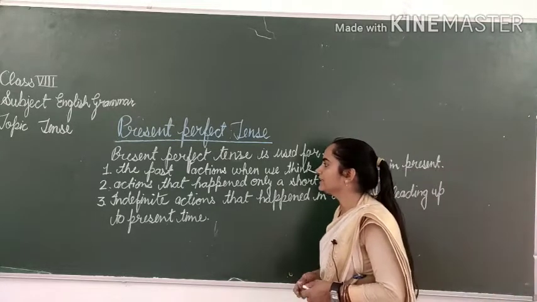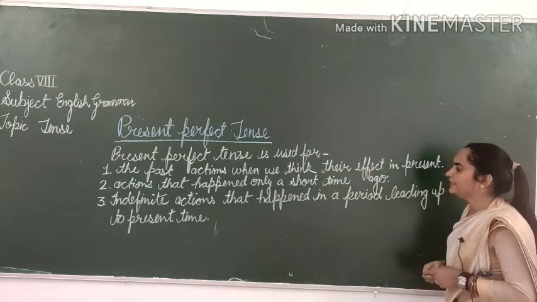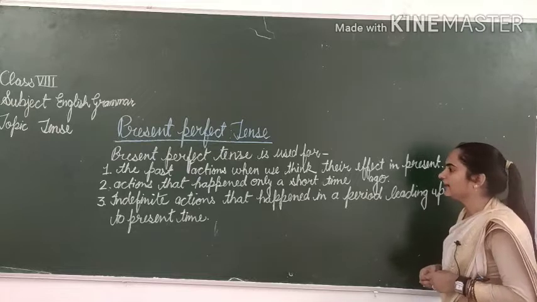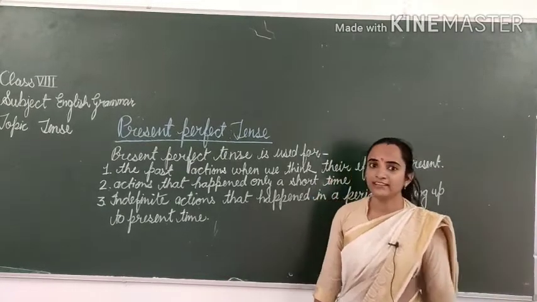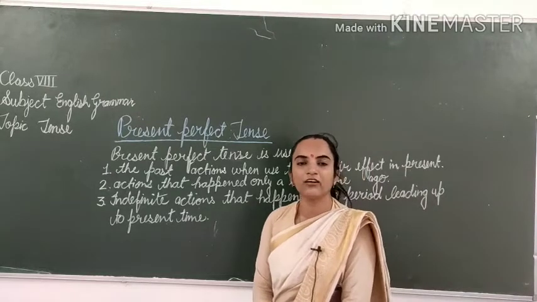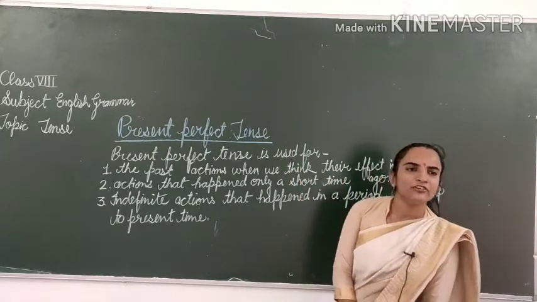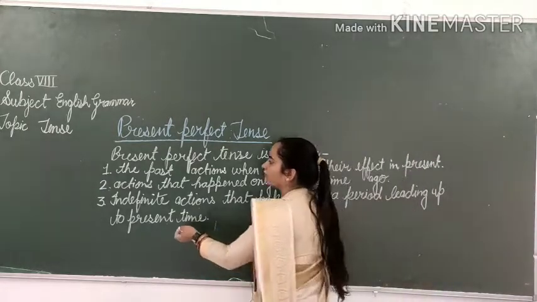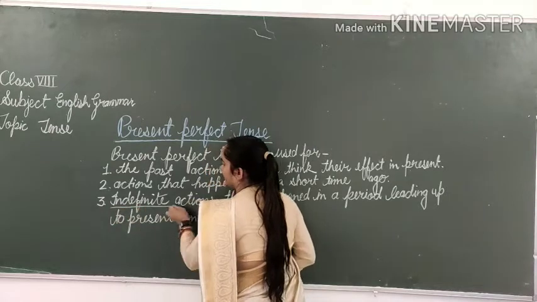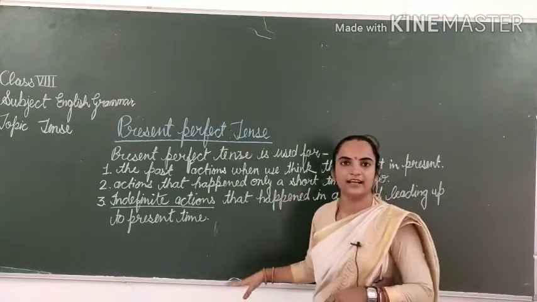नाउ थर्ड वन इज इंडेफिनिट एक्शन दैट हैपेंड इन अ पीरियड लीडिंग अप टू द प्रेजेंट टाइम. For example, I have already finished my work. Have you ever seen Taj Mahal? Ever and already here are presented for indefinite action. It is highlighted for indefinite action.